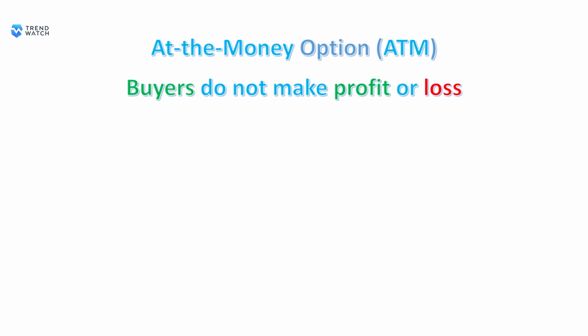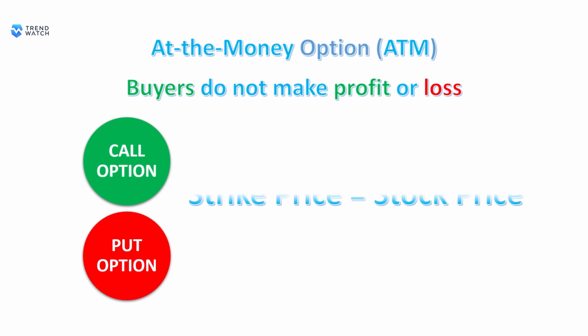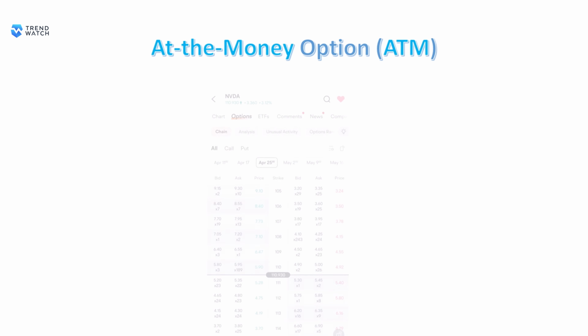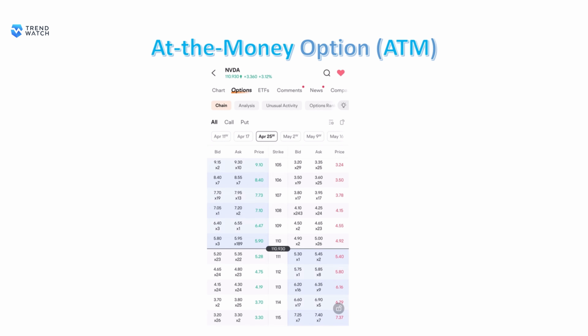An at-the-money option, whether a call or a put, occurs when the strike price is equal to the stock price. Exercising this option does not result in a profit or loss. However, as shown in the NVIDIA options chain example, absolute at-the-money options rarely happens in real life.